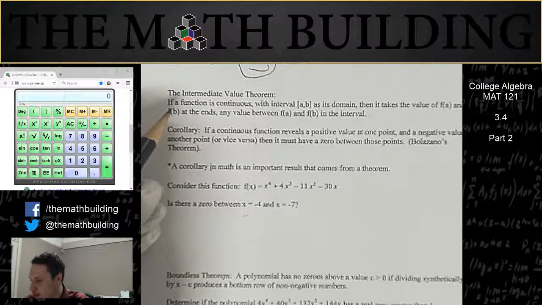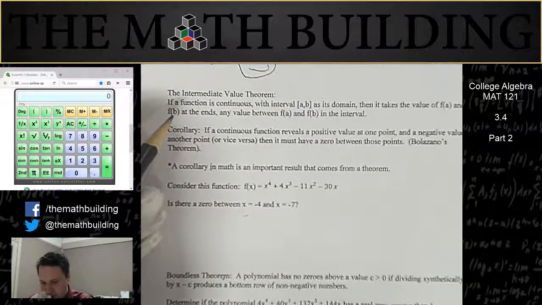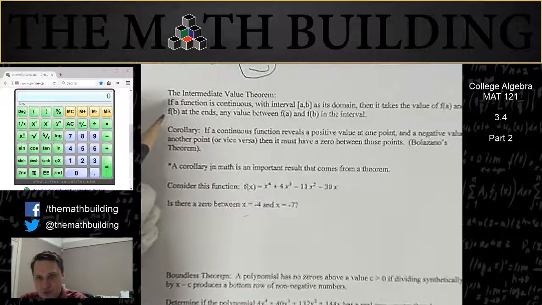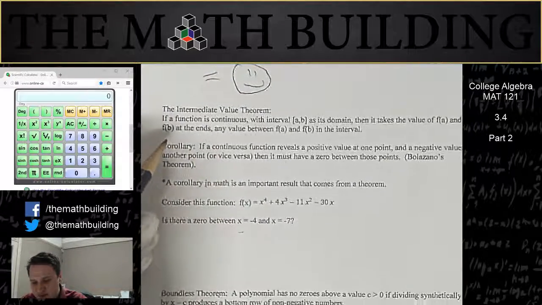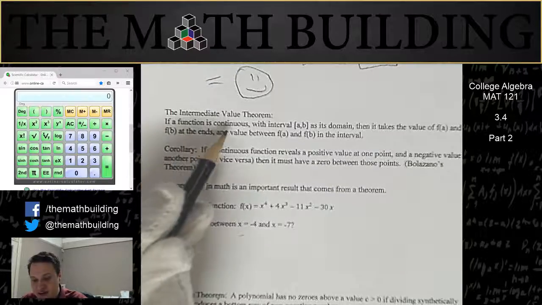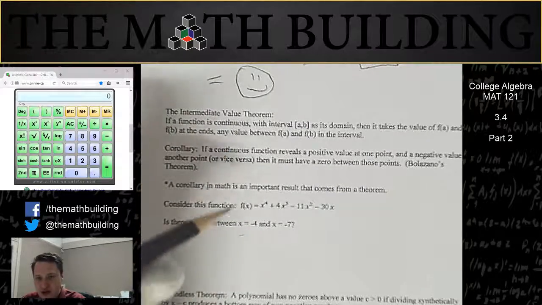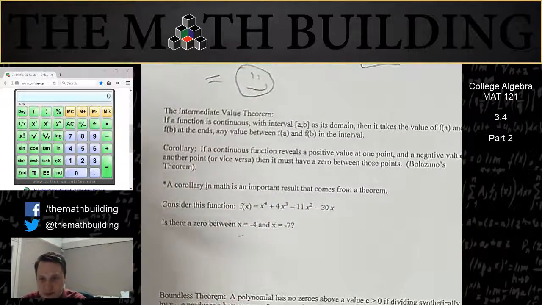Let's get to the intermediate value theorem. The intermediate value theorem is really cool. It basically says, let's say we've got a function that's continuous, remember, so it's a function that we can draw without lifting up our pencil.